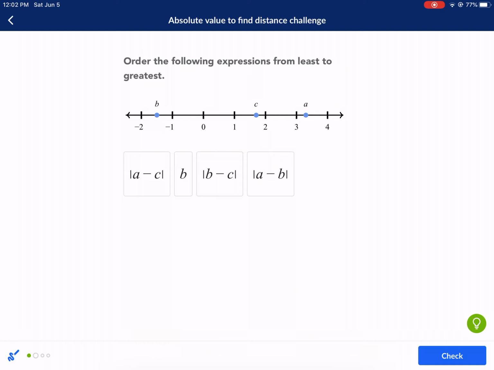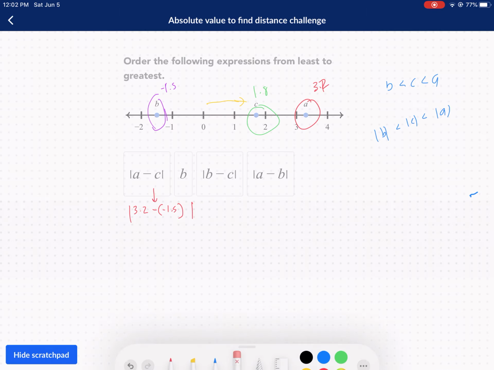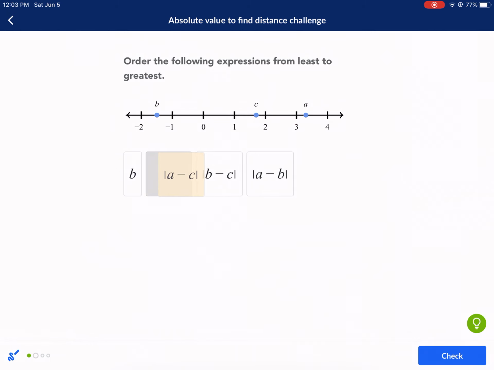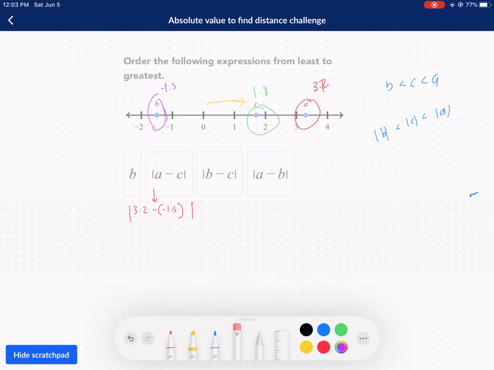Okay, next value, we have A and C. What's that distance? Okay, that's the smallest distance. So what about this B? What do we do with this B? Well, this B has a negative value. All these are distances, so they have to be positive values. This one's a negative value, so that one's got to be the smallest.